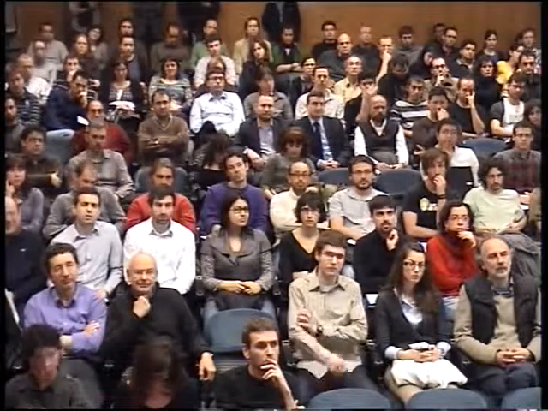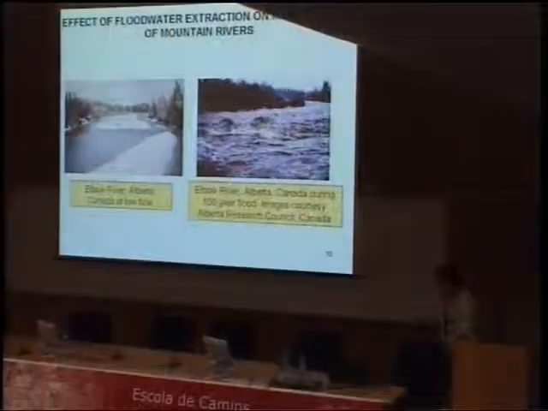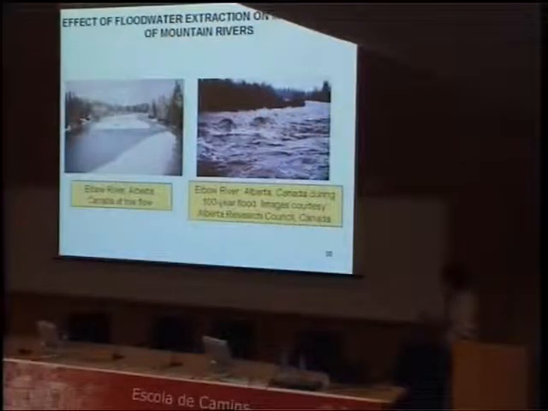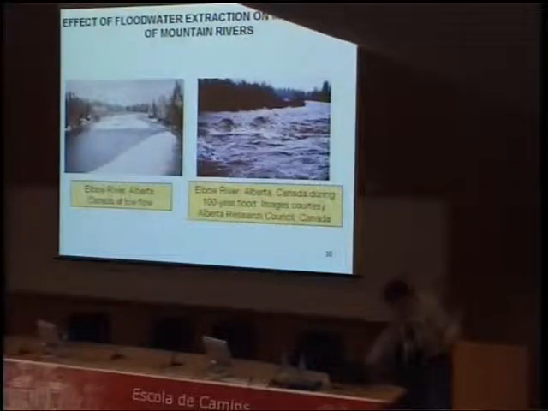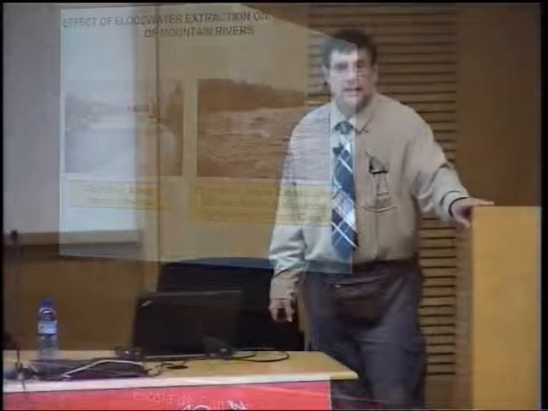This particular river is in Alberta, Canada, not the United States, but it illustrates a gravel bed river at low flow in which there's really not very much water to use, characteristic of the area around Barcelona and much of Spain. And the river during a 100-year flood, when there is a lot of water to use. And in areas like this, people like to use the water when it is available. So they like to extract floodwater flow for consumptive purposes.